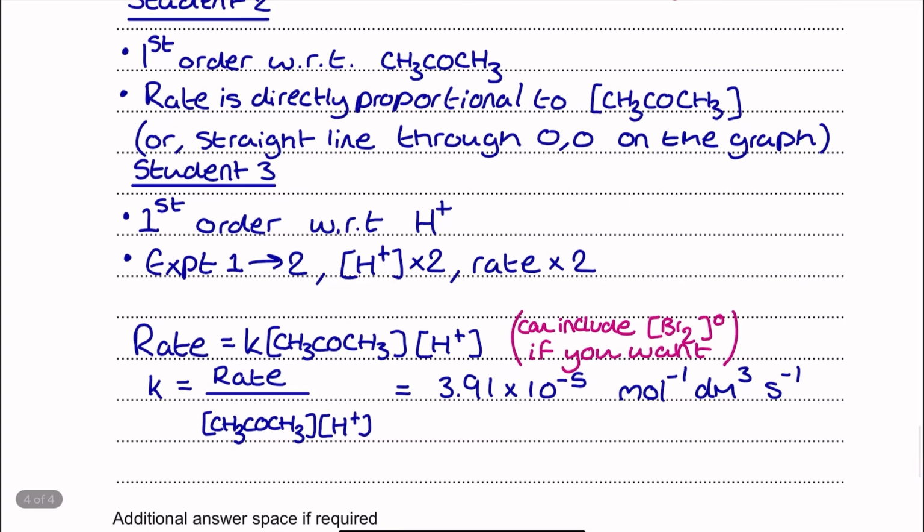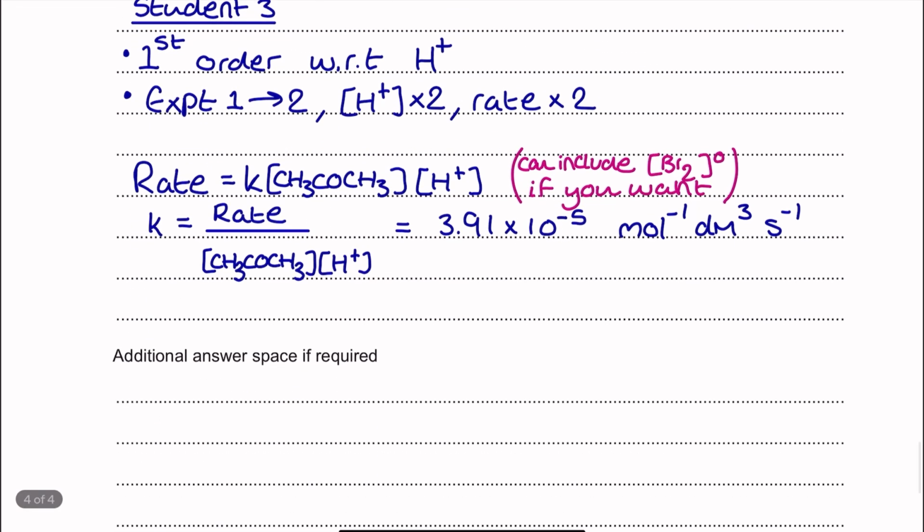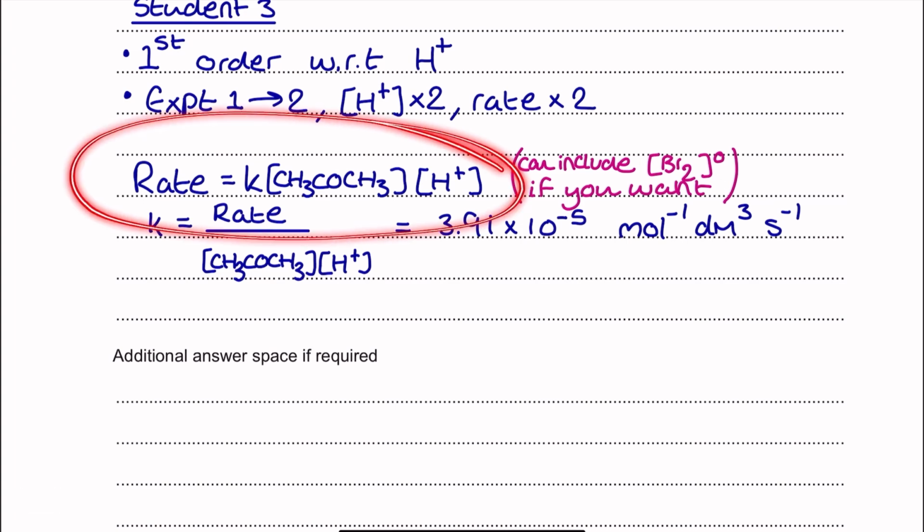Now, as a result of that analysis of the data table, we can say that it is first order with respect to the H+ ion, and that's because from experiment 1 to experiment 2, the concentration of the H+ ion doubles and the rate doubles. That allows me to conclude here that I don't need to put the bromine in the rate equation and that the other 2 concentrations are first order, so I've written my rate equation just here. You can include the Br2 concentration to the power of 0, but I choose not to do that, and I think it confuses things when it comes to the units later.